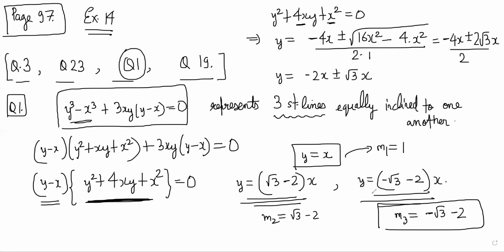In order to find the angle between any two of them, we just need to do tan alpha is equal to m1 minus m2 by 1 plus m1 m2. And similarly, you will do the others. So what I will do is I'll do one or two calculations here.